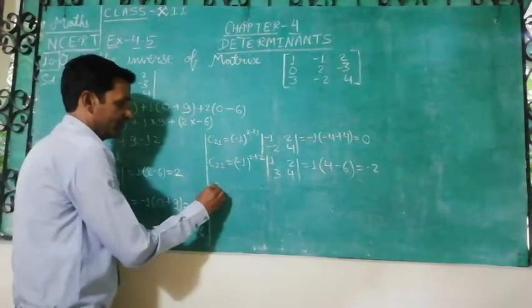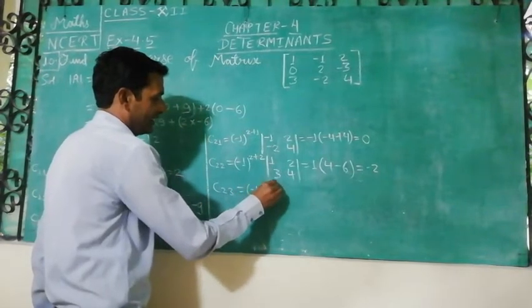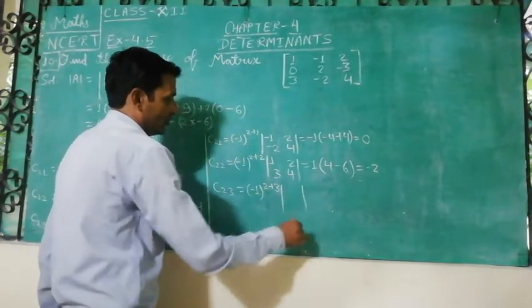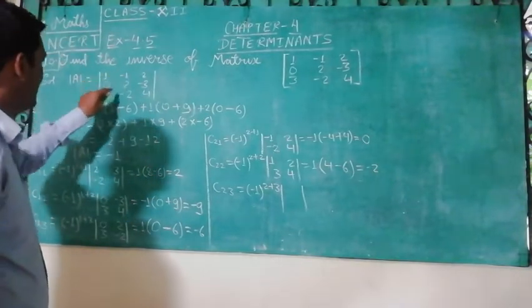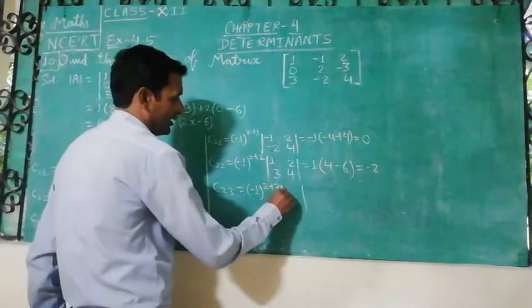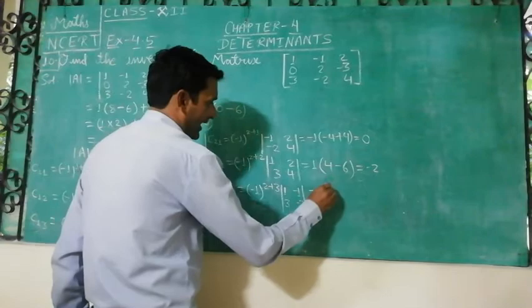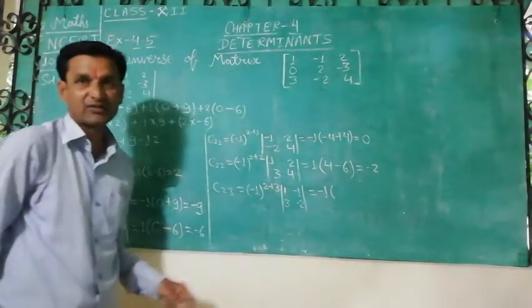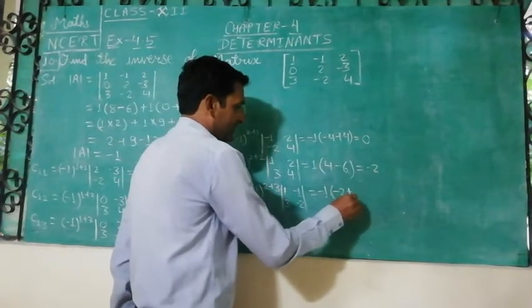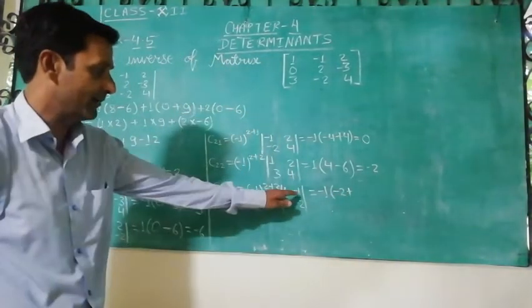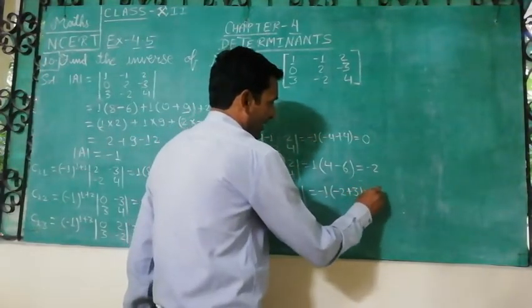Now C23 will be equal to (-1) raised to the power 2 plus 3. So the second row and third column: 1, -1; 3, -2. So it will be equal to -1, because here 2 plus 3 is 5, and 5 is an odd number. 1 into -2 is -2, and then plus, because this minus and that minus will become plus, 3 1s are 3. So 3 minus 2 is 1, and then 1 into -1 is equal to -1.